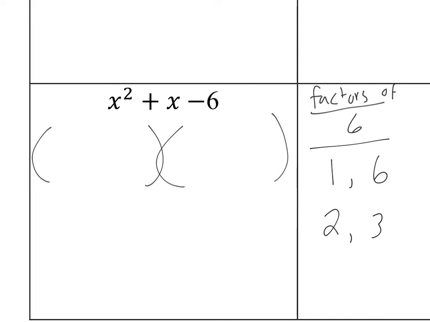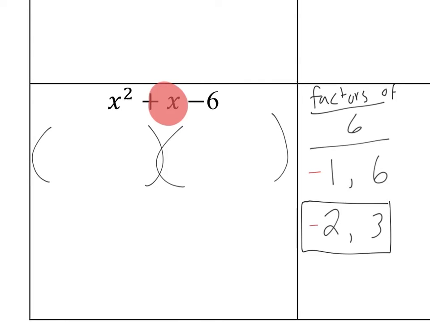All right. Now here's the deal. My middle term, and I can see this right here, my middle term is positive. That means the bigger number is going to be the positive number. The smaller number is going to be the negative number when I go ahead and do this factoring. So which of those two factor pairs add up to 1? It's going to be this one right here.